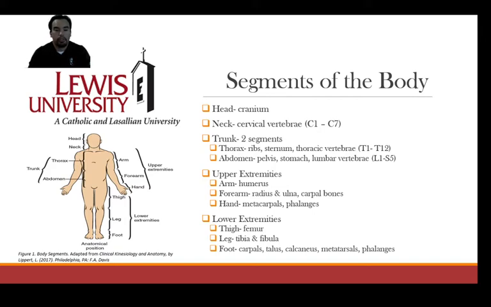Upper extremities, you have your arm right here. That's your humerus. Okay, then we have your forearm, which is your radius and your ulna, and then your carpal bones, which is in your wrist. And then you have your hand, which is your metacarpals, and then your phalanges, which are like your fingers. Not like, they are your fingers.